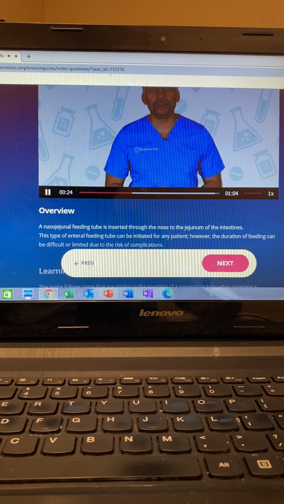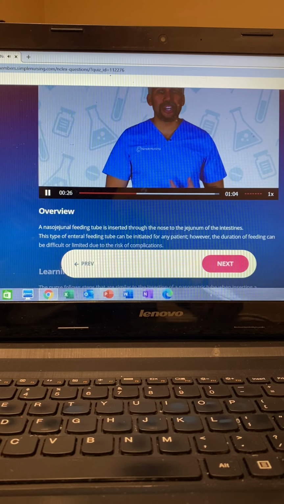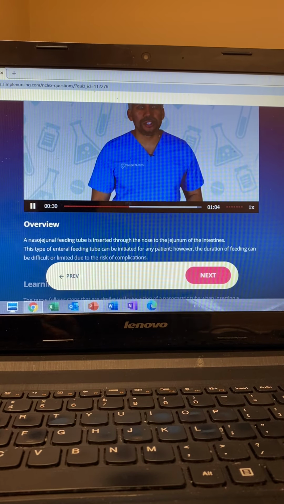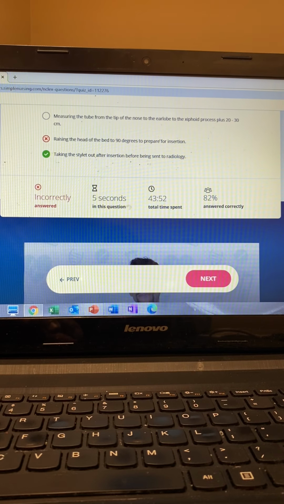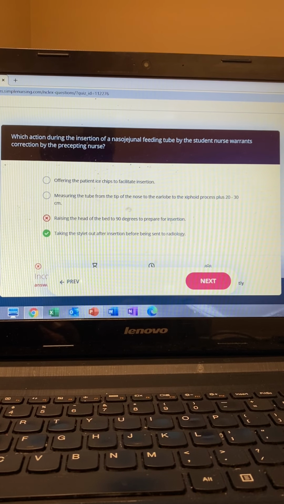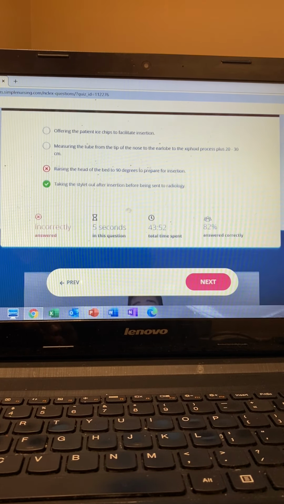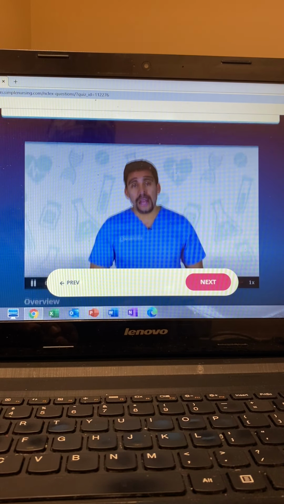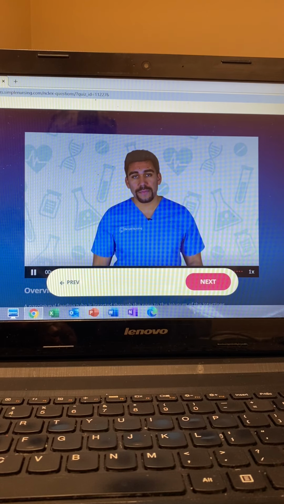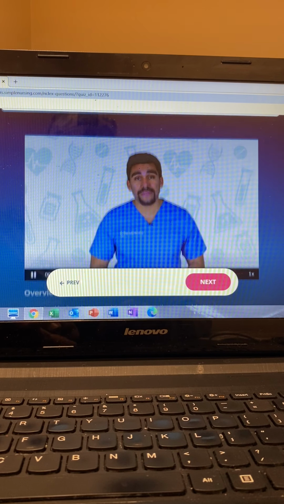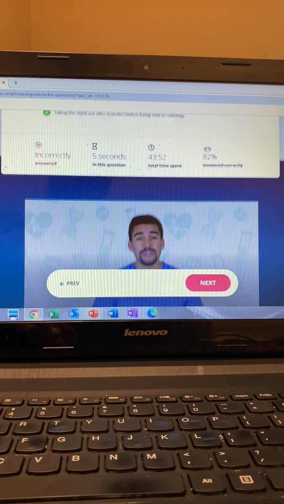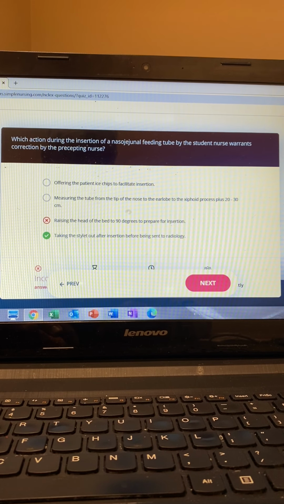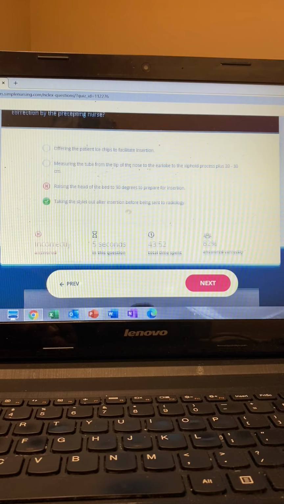So option 1 and 2 we have to skip, since ice chips promote swallowing and help advance the tube. And option 2, an NJ tube, is different than an NG tube in that an extra 20 to 30 centimeters are needed to go down to the jejunum. Now, option 3, we have to skip because the head of the bed should be elevated for insertion to decrease that risk of aspiration. So our correct option is number 4 because we're looking for things not to do.